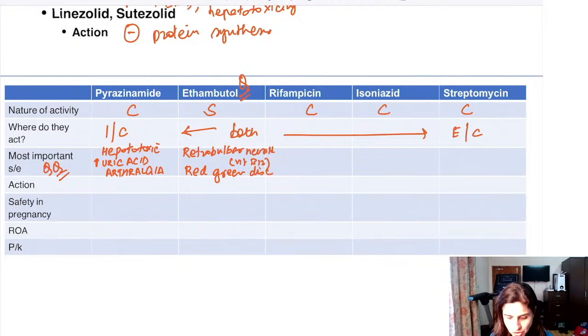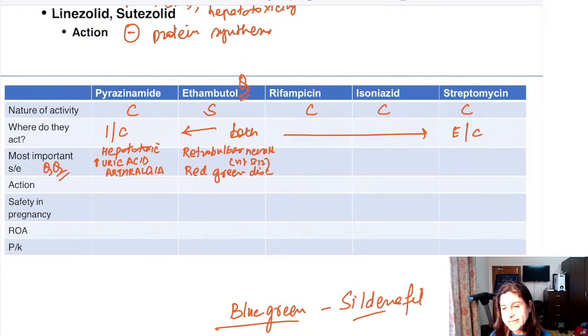ठीक है, so any drug which causes blue-green color discrimination में problem? Any drug which you know which can cause blue-green color discrimination में problem? Blue-green. Any idea? Okay, so there is a drug sildenafil. Okay, sildenafil can cause blue-green color discrimination issue. Okay, so this is side effects for ethambutol.